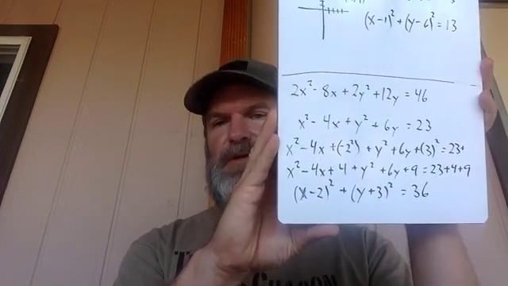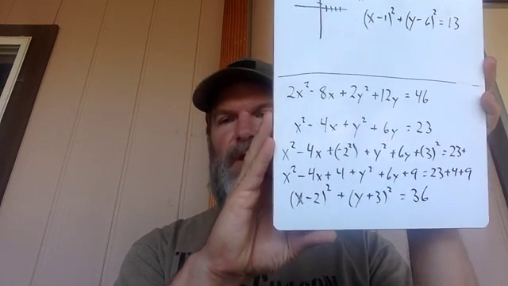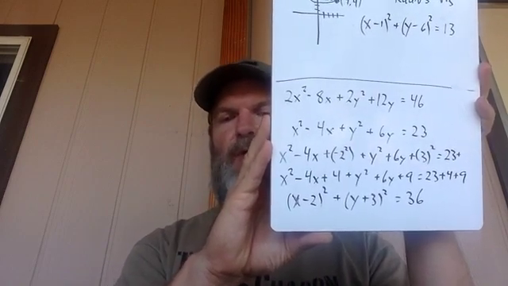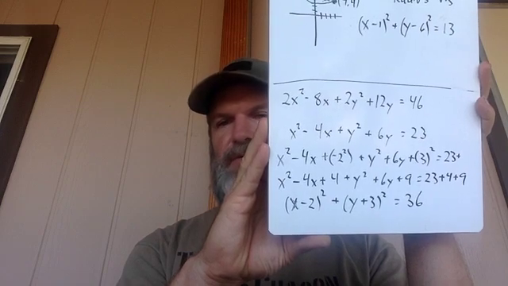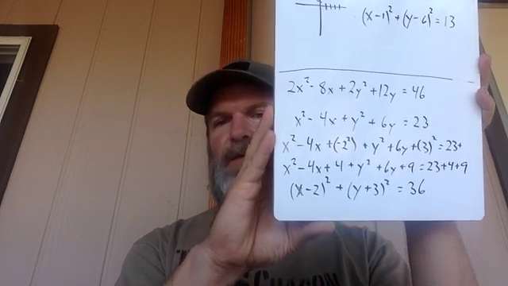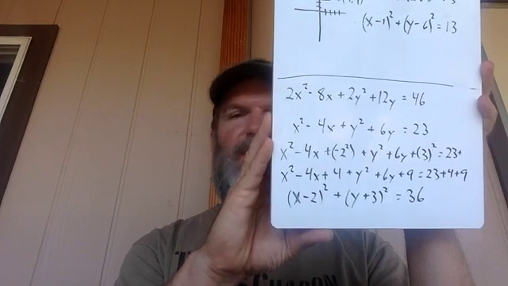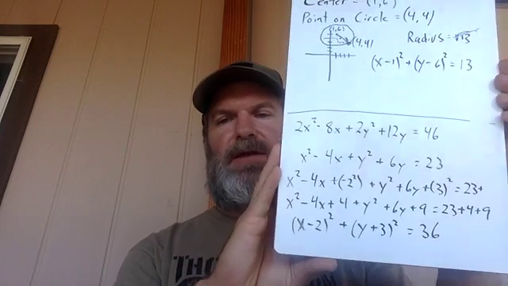So to complete the square for the x's, you take half of negative 4 and you square it. So that's what the negative 2 squared in parentheses is. And to complete the square for the y's, you take half of 6y and you square it. So that's what the 3 squared is. And those two numbers turn into 4 and 9. So if you add 4 and 9 to the left-hand side of the equation, you have to add 4 and 9 to the right-hand side of the equation.